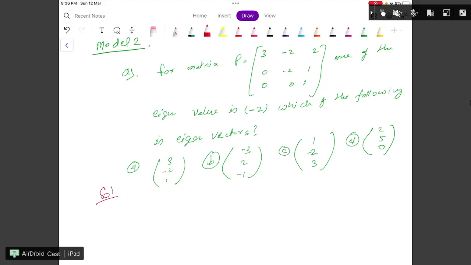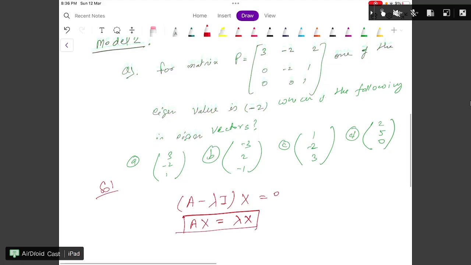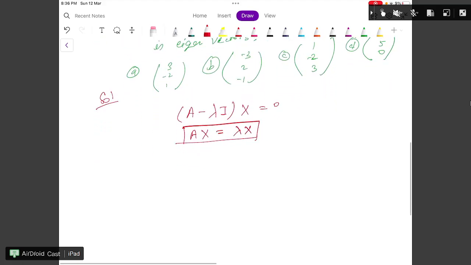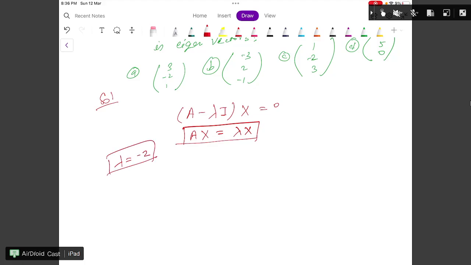Solution: to get the characteristic equation, we all know this equation: (A minus lambda I) x is equal to 0. From this we get Ax is equal to lambda x. We all know this equation: Ax equals lambda x. In the given problem, the lambda value is given, which is minus 2, and the given matrix is also there.